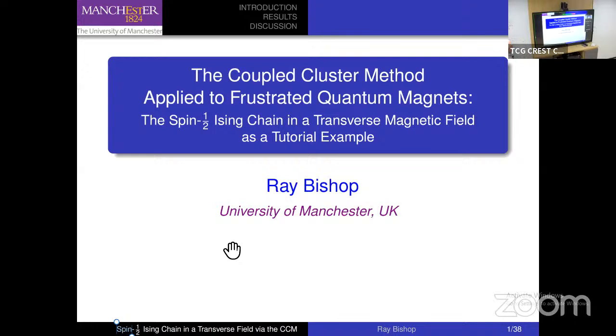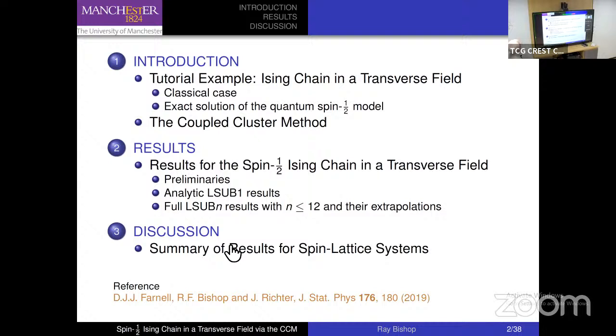The model that I'm going to talk about is a spin half Ising chain, a one dimensional chain, in a transverse magnetic field. Here's the outline. I'm going to talk about the model first, and the difference between the classical case, which is totally trivial, and the quantum spin half model, which very rarely for these spin lattice problems has an exact solution. That's why I'm going to use it as a tutorial example.